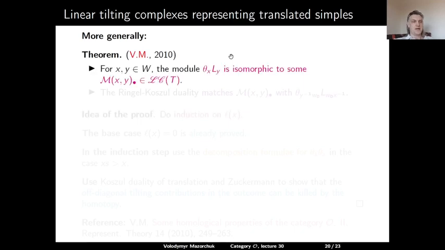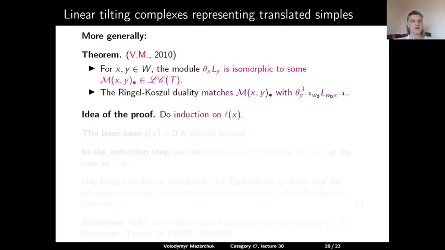Claim: for any pair x and y of elements in W, the module theta_x L_y is isomorphic to some linear complex of tilting modules. Moreover, the Ringel-Koszul duality of O matches this linear complex with the module theta_{y^{-1} W0} applied to L_{W0 x^{-1}}. Here is a rough idea of the proof. We do induction on the length of x. The case where the length of x is equal to 0 is exactly the previous result.